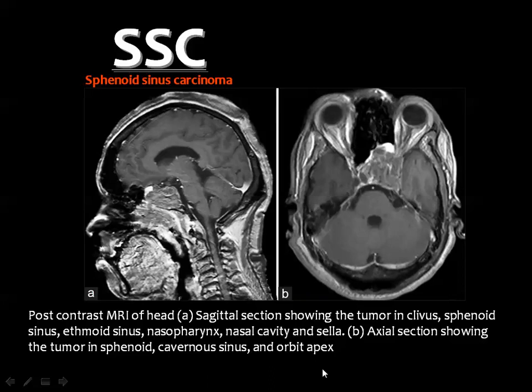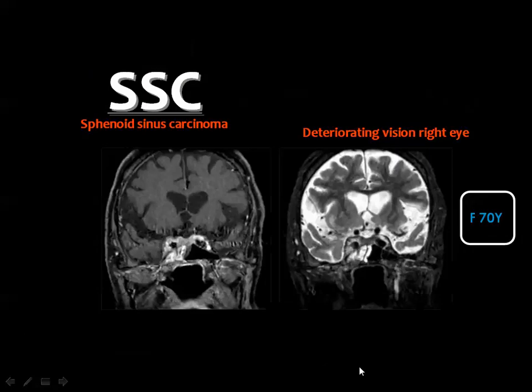Another example of a sphenoid sinus carcinoma. You remember that carcinoma is the most common malignant tumor of the paranasal sinuses and also the nasopharynx, as we have discussed before. And this is an example of a mass that is heterogeneously enhanced, centered on the sphenoid sinus, as seen in the sagittal image, with erosion of the sinus wall, bulge into the nasopharynx, and extension into the left paracellular area, most likely infiltrating the cavernous sinus.